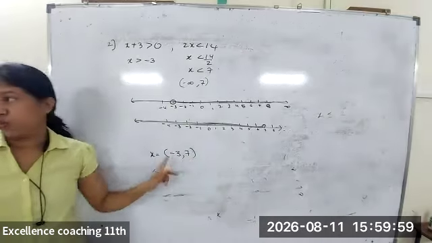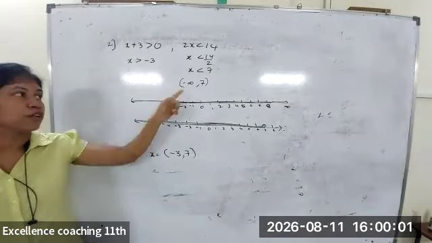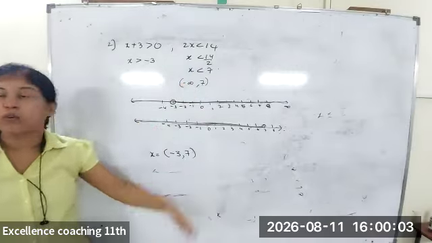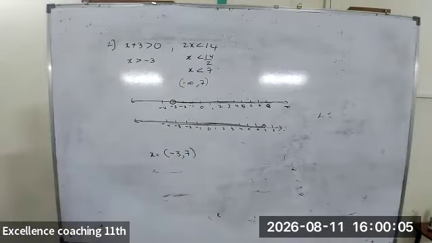Round bracket now because there is no equality. If one of them had equal, one would be square, one would be round, like that. Whoever is equal would get the square. And now do the third one.